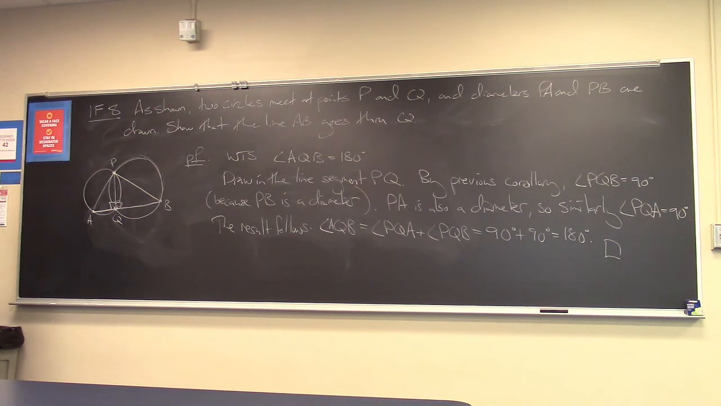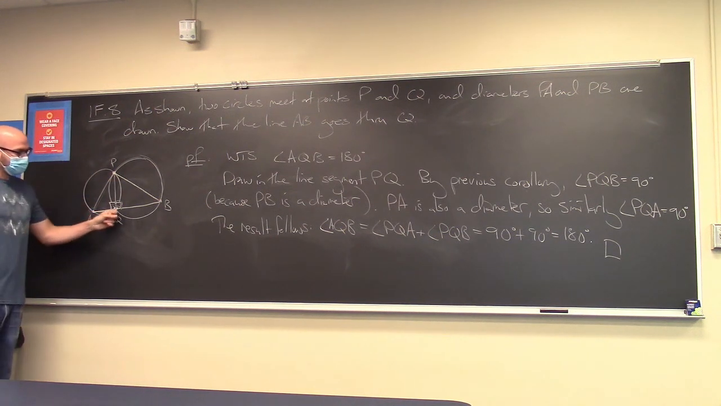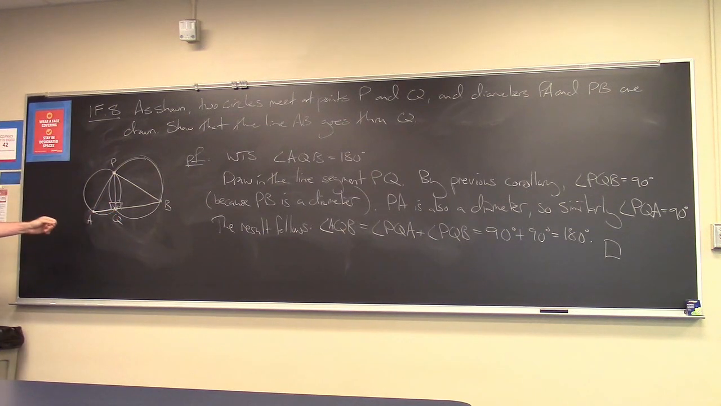So I just wanted to point out that this can be a strategy sometimes, right? If you're trying to show a point that was on a line, we'll show that it's a straight or linear angle, and that confirms that, yeah, this is actually a straight line. So Q must be on this line segment.